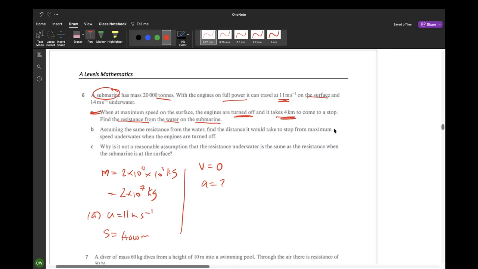Okay, can you find the A? So this one again is V squared = U squared + 2AS. Need to find the A first. Final speed 0. Initial speed 11. Acceleration we do not know. Distance is 4,000. Acceleration will be negative 11 squared over 8,000.